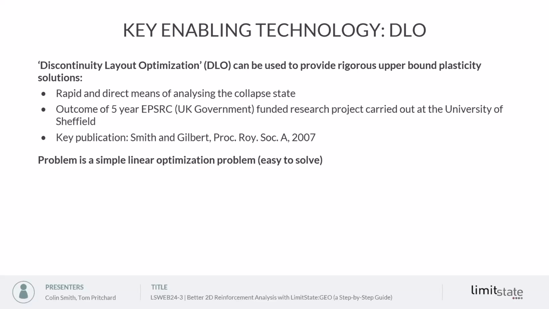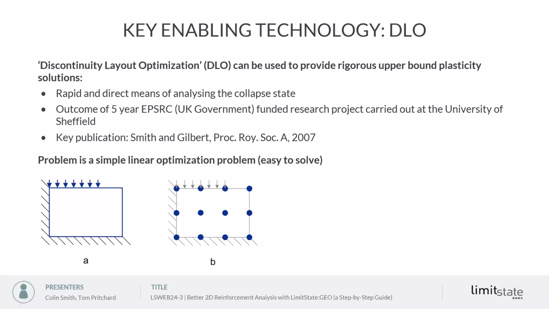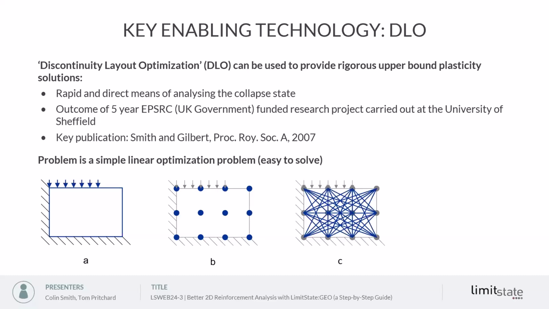So it's based on a technology called discontinuity layout optimization, which can be used to provide rigorous upper-bound plasticity solutions. And it's a rapid and direct means of analyzing the collapsed state. And it's quite simple to explain. So we start off with a rectangular domain here for load on the surface and fixed boundaries to the left and the bottom. It's not a finite element method. Instead of using elements, we use a node-based formulation. So we populate the domain with nodes. Here we're only using 12 nodes, 3 by 4, but normally we're using thousands of nodes.